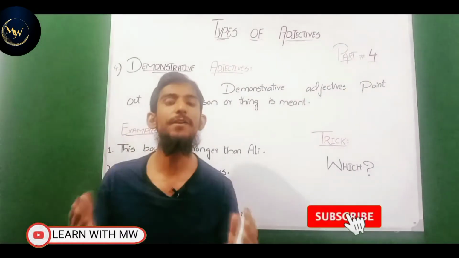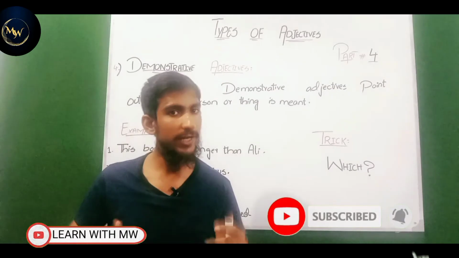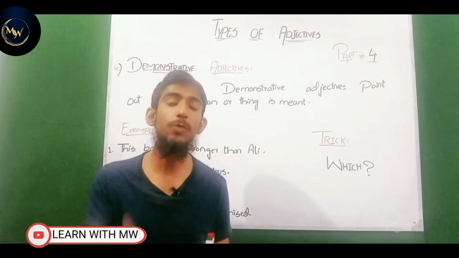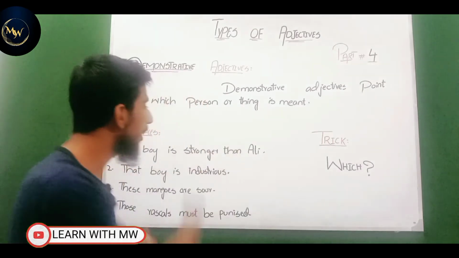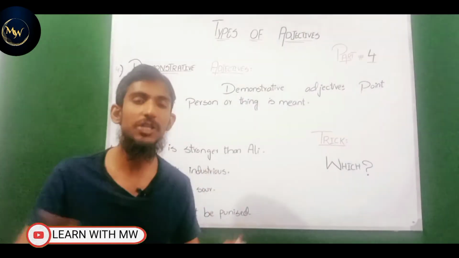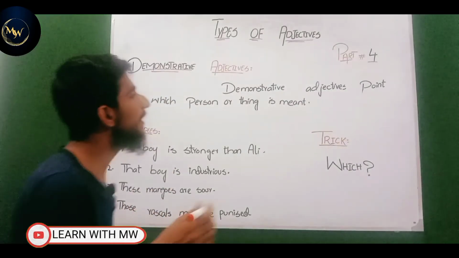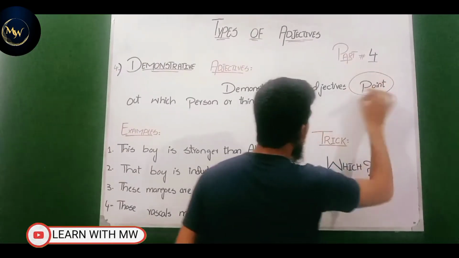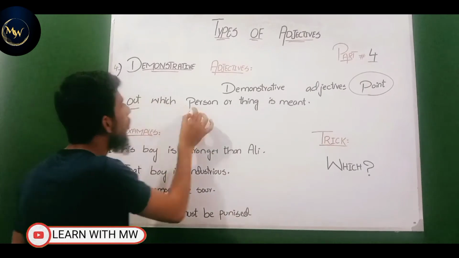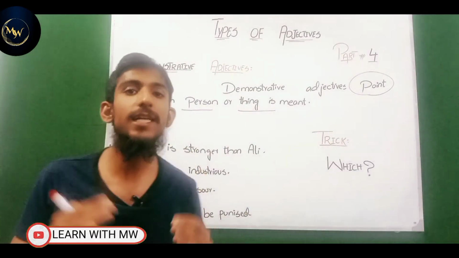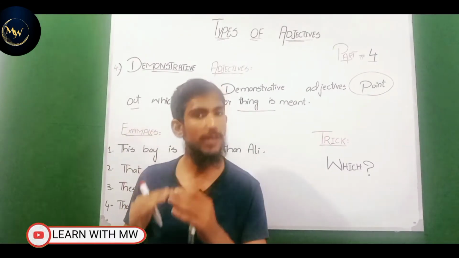First we will define the demonstrative adjective, then I will give you a short trick on how to find a demonstrative adjective in English grammar, and then we will apply that trick through examples. So first we will define it. Demonstrative adjectives basically point out which person or thing is meant.